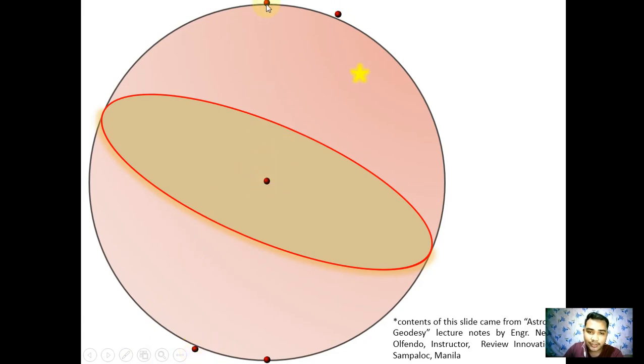And this is your zenith, no? Like for example, here is your point, you are standing here. So directly above you is the zenith, and directly below you is the nadir.